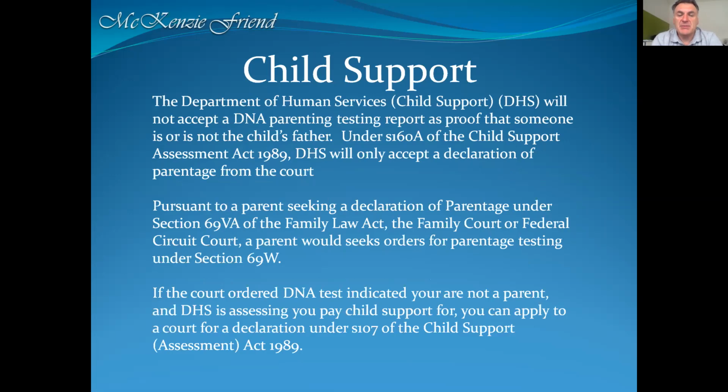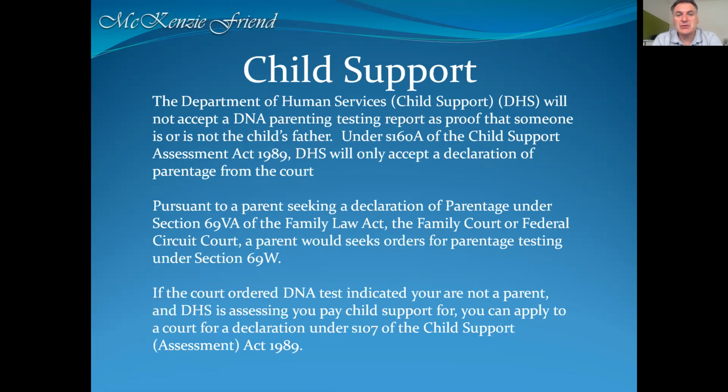Now, we're going to turn a little bit to child support. We're not going to get very deeply into it, but the Department of Human Services will not accept a DNA parentage testing report as proof that someone is or is not the child's father. Under Section 160A of the Child Support Assessment Act, DHS will only accept a declaration of parentage from the court. So you have to go before the Family Court or the Federal Circuit Court and seek a declaration of parentage.